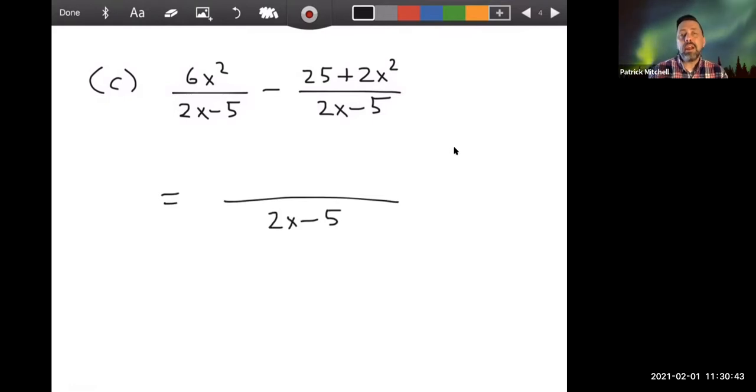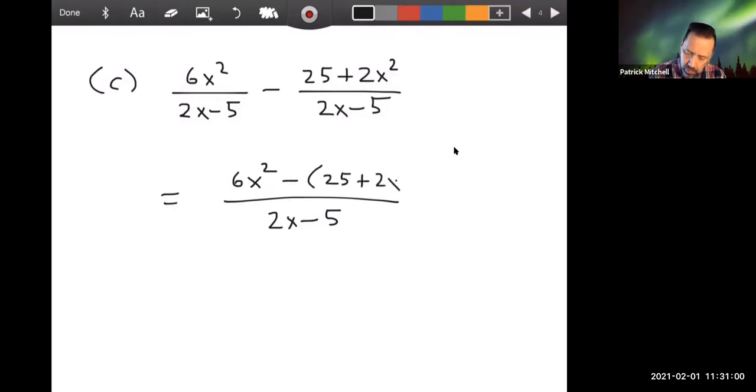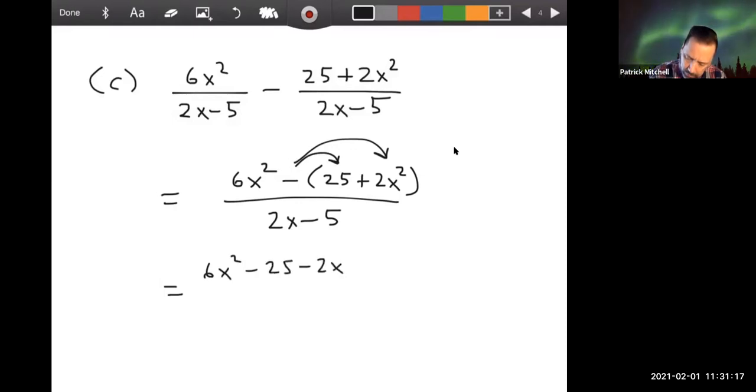All right, what you're doing in the numerator is you're taking 6x squared and then subtracting 25 plus 2x squared. So in order to subtract the whole 25 plus 2x squared, you have to put that 25 plus 2x squared in parentheses. All right, so don't forget to do that. And then you will distribute this minus sign, which will give you 6x squared minus 25 minus 2x squared over 2x minus 5. Now you can combine your like terms.